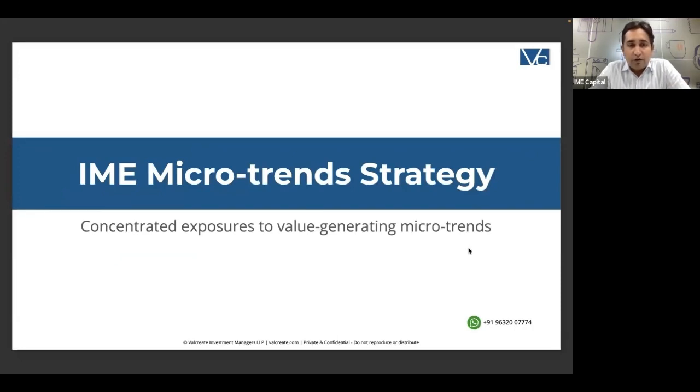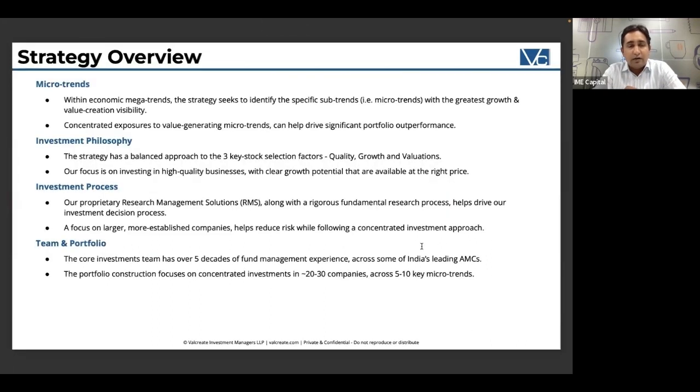So the IME Concentrated Microtrends strategy basically aims to take concentrated exposures to value-generating microtrends. So what is a microtrend initially, right? Within an economic megatrend, the strategy seeks to identify the specific subtrends, what we call microtrends, that have the greatest growth and value creation visibility. And according to us, these concentrated exposures to value-generating microtrends is what can help drive significant portfolio outperformance. We will discuss in greater detail what is a microtrend and what makes investing in these microtrends so attractive.